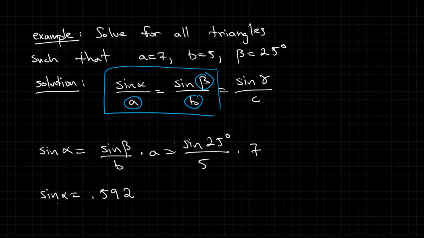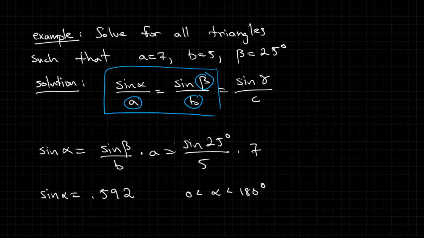But in any case, I need to find the solutions to this equation, sine alpha equals 0.592, with alpha being between 0 and 180 degrees. One small technical point here is I've put less than or equal to here, where really it should be less than, because you can't have a triangle with an angle of 180 degrees.